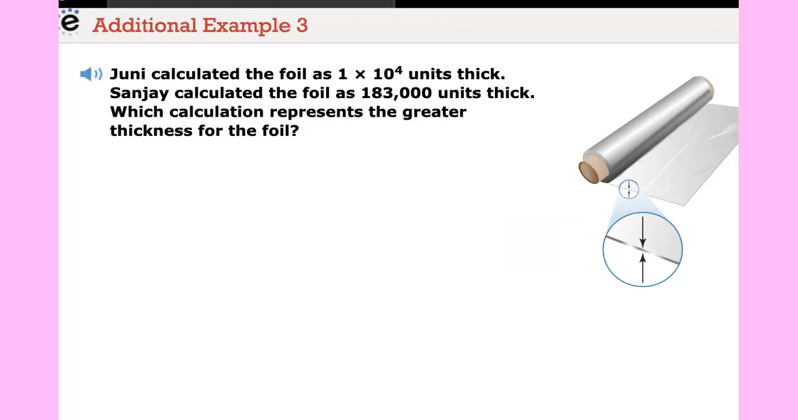So it's easy, correct? So 1 times 10 to the power of 4, which has 4 zeros. That means that is 10,000. So 1 times 10,000 is 10,000. It's so obvious that 180,000 is so much greater than 1 times 10 to the power of 4. All right, I hope you understand this lesson, guys.